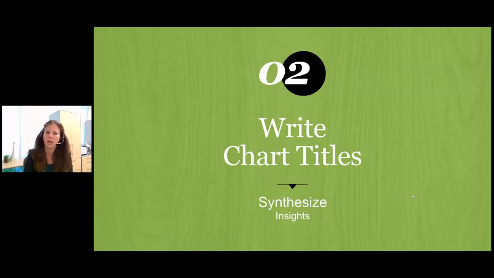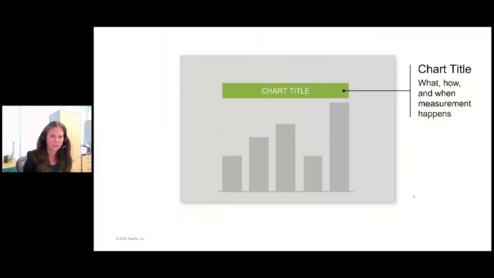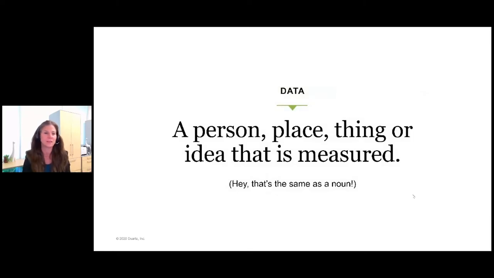So first, you're going to learn how to write really clear chart titles. And that's the how, when, and what the measurement happens. And that's based on data that are nouns. A noun is a person, place, or thing, and an idea that's measured. So your chart title needs to be the noun and how it's measured, and that's it. Nothing else. It's just a clean, clear set of data.